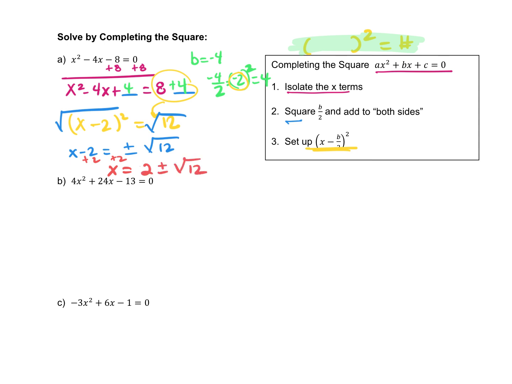Now the only problem is the square root of 12 can be simplified. So what is the square root of 12? The perfect square in there is a 4, so it's the square root of 4 times the square root of 3, and the square root of 4 is 2. So the square root of 12 equals 2 times the square root of 3. So we want to change our equation to that, and our final answer will be x equals 2 plus or minus 2 times the square root of 3. Remember, that is 2 solutions.